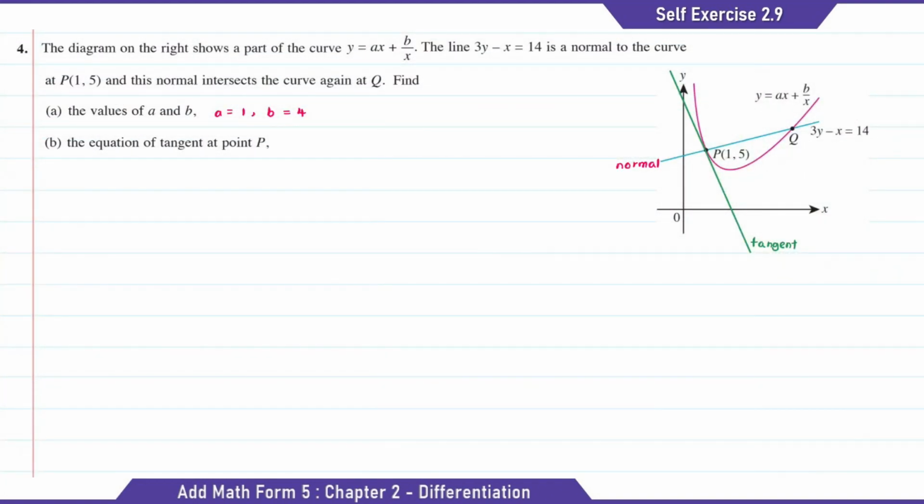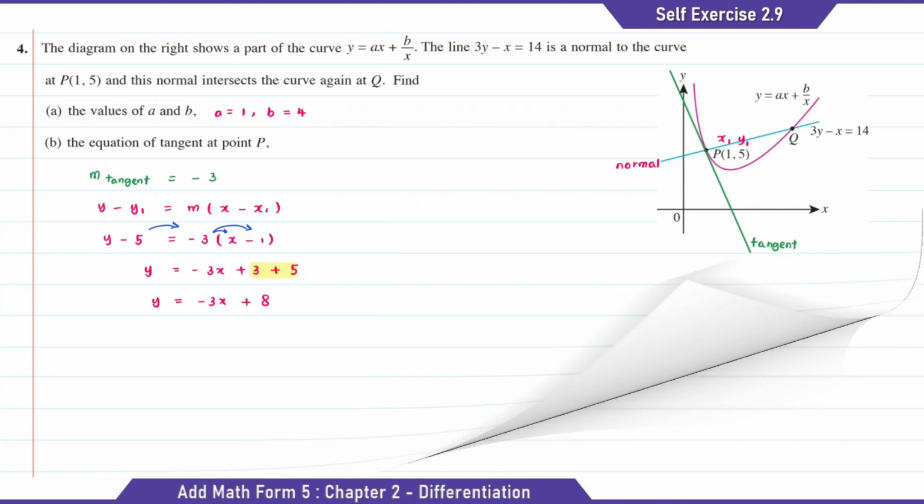Question B. Find the equation of the tangent at point P. From question A, we already found that the gradient of the tangent is equal to negative 3. So here, let the coordinates of P be (x1, y1). Then the equation will be y minus 5 equals negative 3 (x minus 1). Then y equals negative 3x plus 3 plus 5. Then the equation of the tangent is y equals negative 3x plus 8.